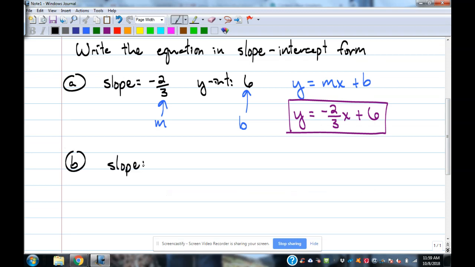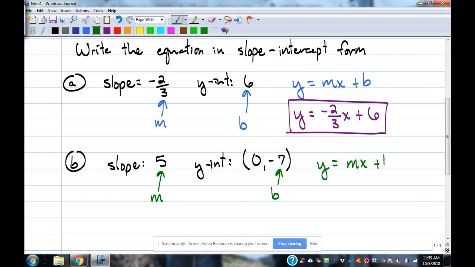Slope 5, y-intercept. Maybe they write their y-intercept like this. Slope's 5, the y-intercept is at 0, -7. Which part of that is b? The 0 or the -7? The -7. What's the 5? m. It's the slope.